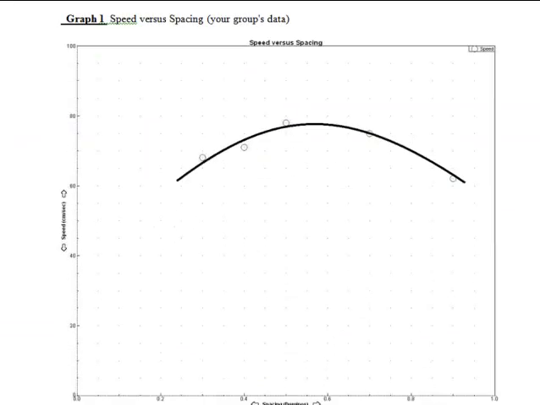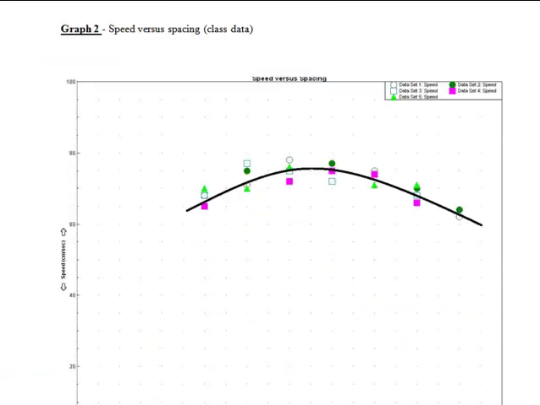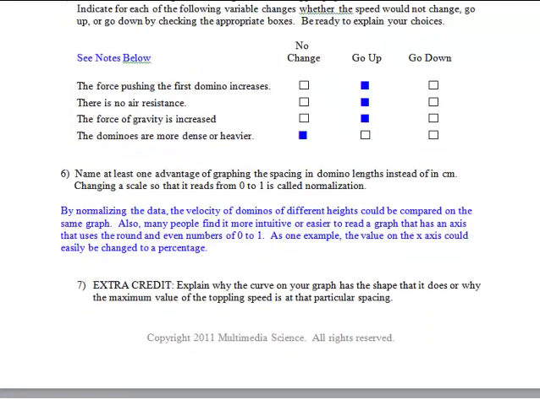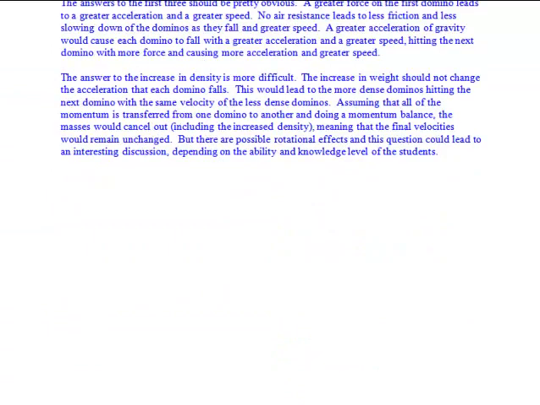So these are rows of 50 dominoes that they're knocking over, and we're seeing how the speed of the domino changes with the spacing between the dominoes. And this is actually kind of an unusual answer that I didn't expect, and the students will probably not expect. And you can see here are the various class data sets. And then there are a number of questions. So this is definitely a favorite lab, both of the students and of teachers.